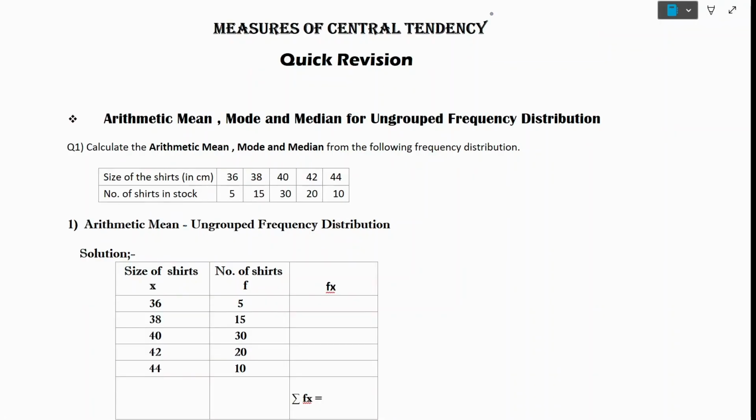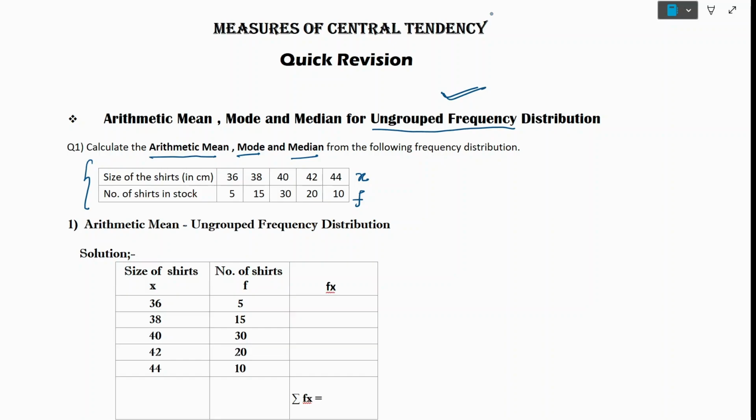Arithmetic mean, mode, and median for ungrouped frequency distribution, that means discrete data. Calculate the arithmetic mean, mode, and median from the following distribution. I'll show you how to calculate them for this question. First, check which data is given. Size of the shirts in centimeter: it is given 36, 38 and so on. That means it is an observation X. Number of shirts in stock: that is 5, 15, 30, etc. That is F.